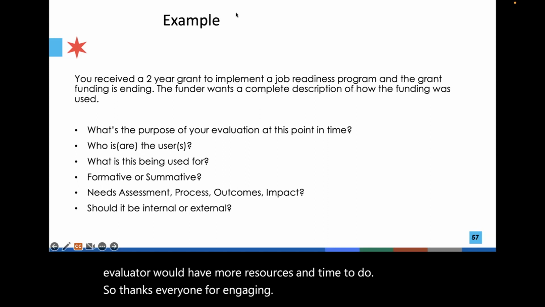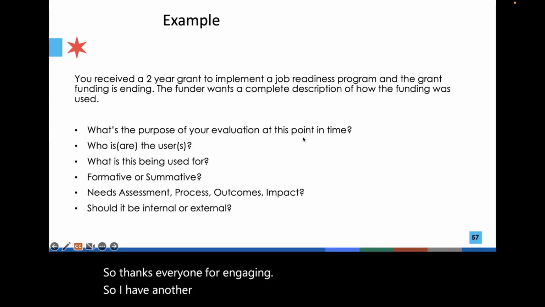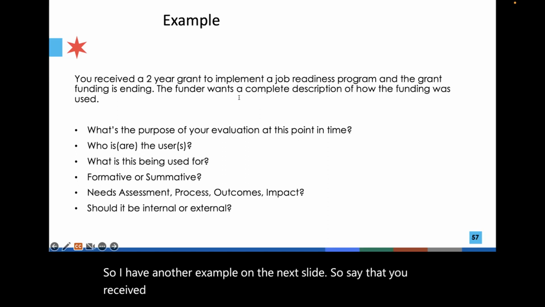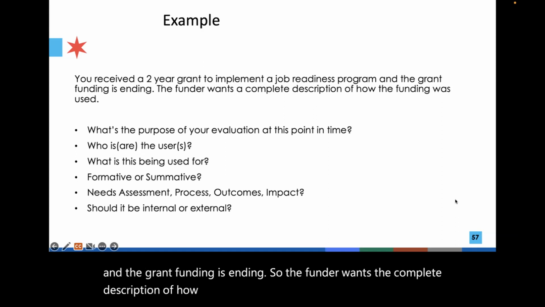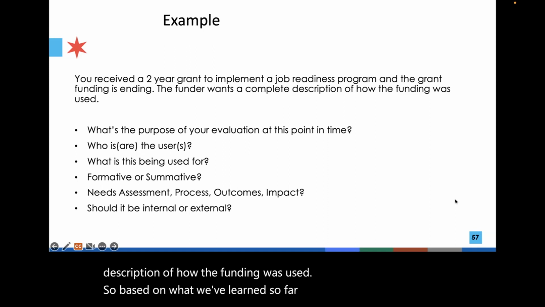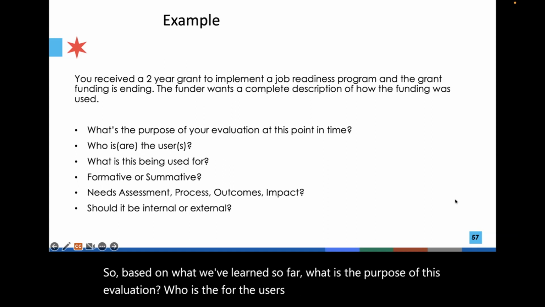So I have another example on the next slide. So say that you received a 2-year grant to implement a job readiness program and the grant funding is ending. So the funder wants a complete description of how the funding was used. So based on what we've learned so far, what is the purpose of this evaluation? Who are the users? What is it being used for? And would you make it internal or external?